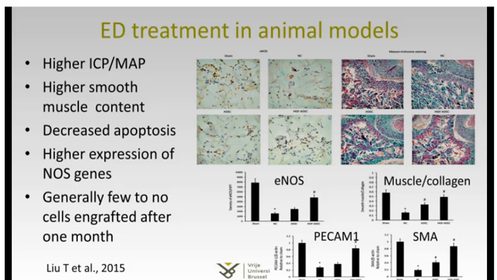this is another example of the findings that are in all those papers. In general, we find all the same things, which means an increase in the intracavernosal pressure. We observe a higher smooth muscle content. As you can see, this is an example.